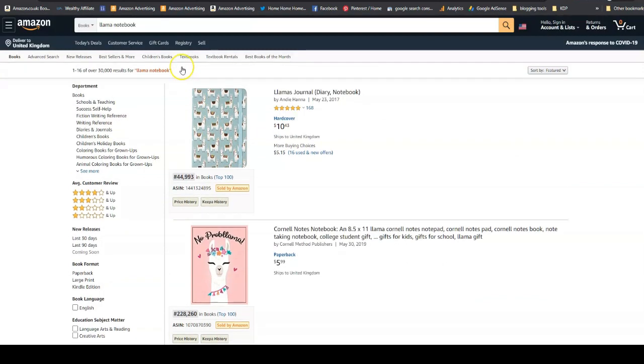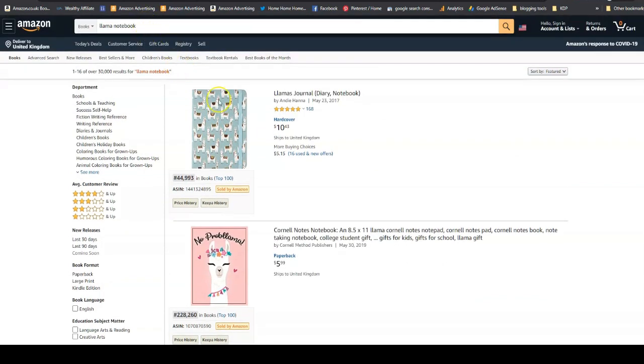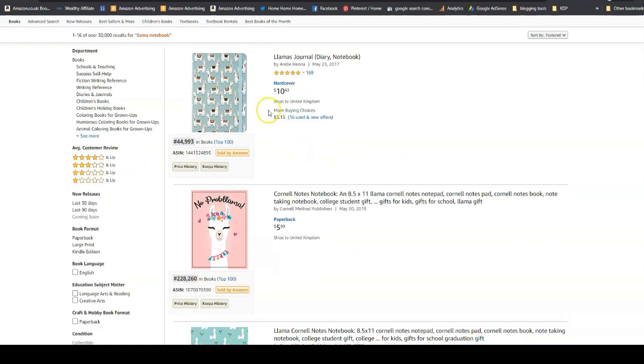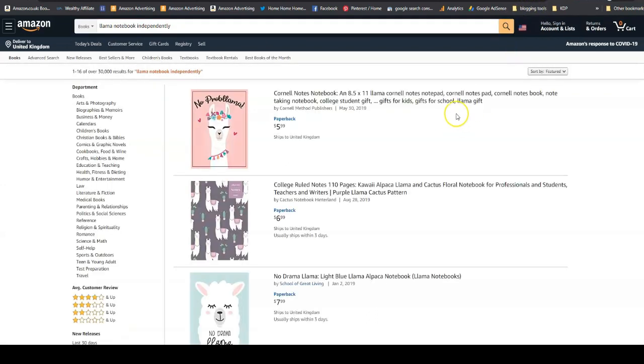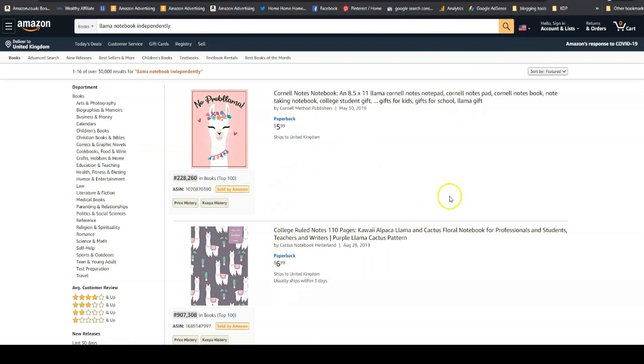Oh, and if you want to just find KDP notebooks, like for example, I think this is a hardcover, so we know this isn't KDP, so we don't really want this in our results. So if you want to look up anything that's just KDP, when you type in your search, type in independently, and then your results will only be KDP. So these are all the books the same as the ones that we're producing. So all these examples will just be KDP.